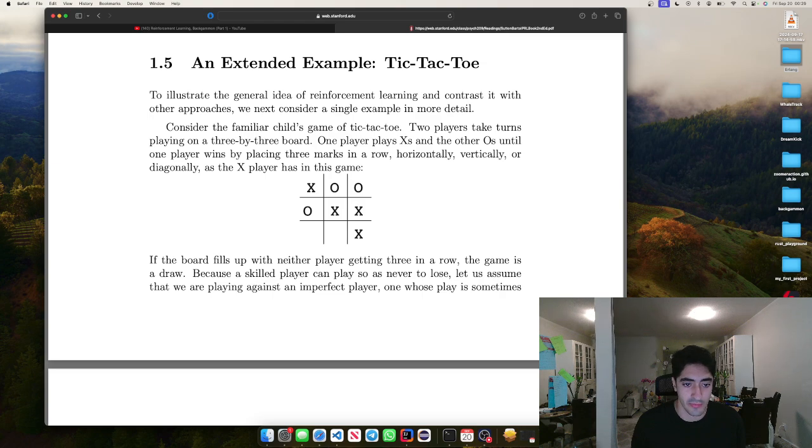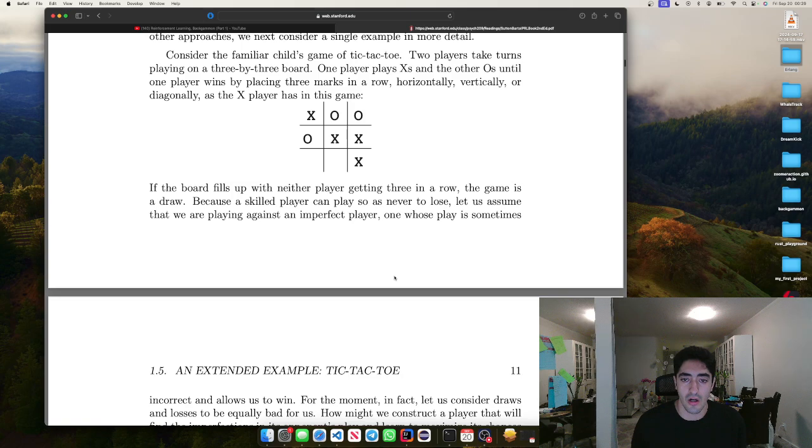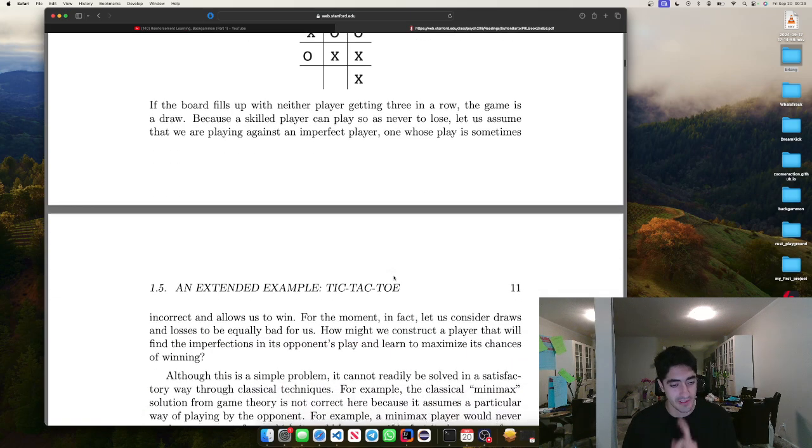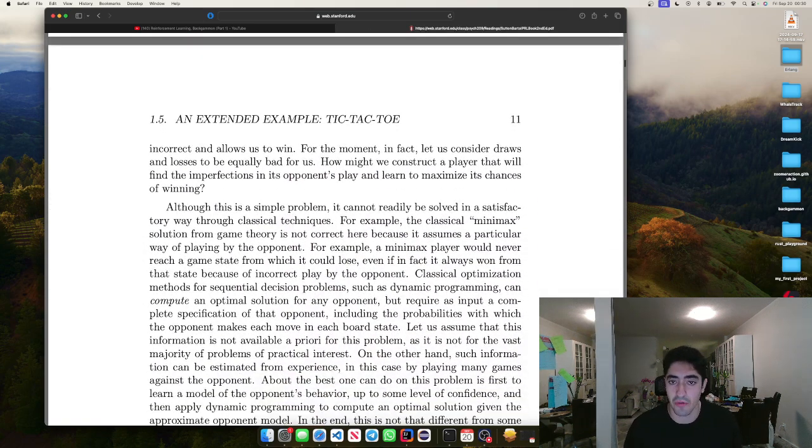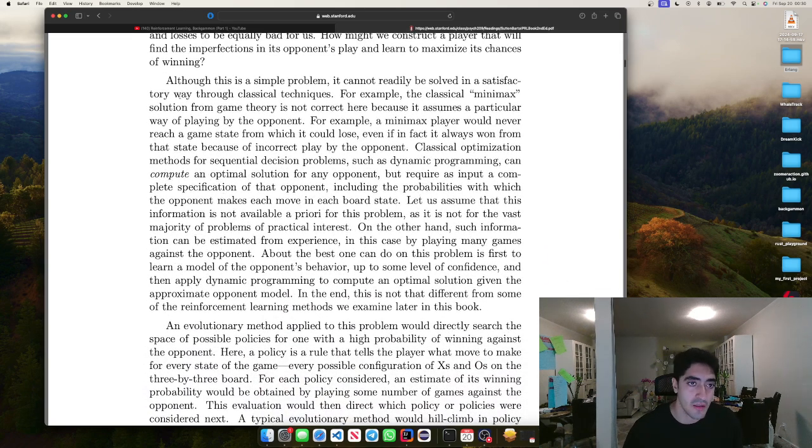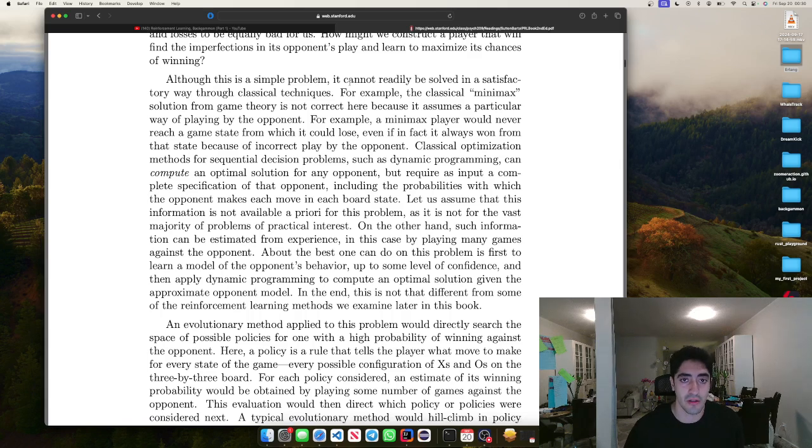Let us assume that we are playing against an imperfect player, one whose play is sometimes incorrect and allows us to win. For the moment, in fact, let us consider draws and losses to be equally bad for us. How might we construct a player that will find the imperfections in its opponent's play and learn to maximize its chances of winning? Although this is a simple problem, it cannot readily be solved in a satisfactory way through classical techniques.